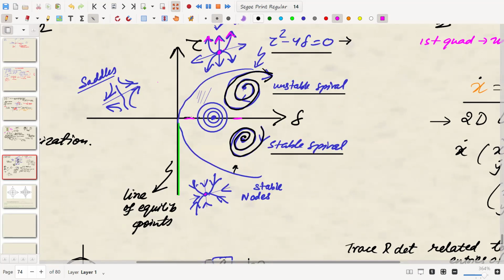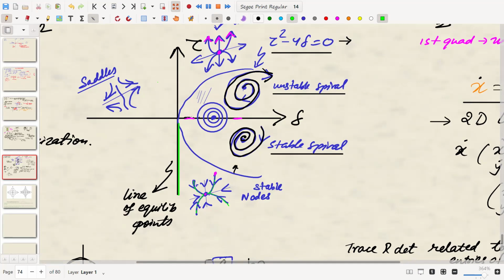Identify this phenomenon that these trajectories, if you start from here, then you see this, it is coming in a tangential way. So that is the basic idea of this.